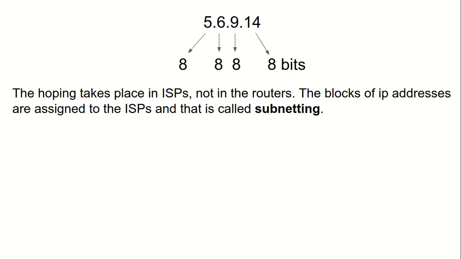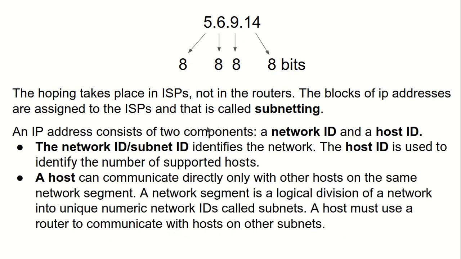Instead, the block of IP addresses will be assigned to the ISP that is providing the internet. That ISP will control all the IP addresses, and the hopping will take place in the ISPs, not in the routers. All the jumping of IP addresses from one place to another will not take place in the router. Instead, the ISP will handle all of this, and that is called subnetting. So the IP address consists of two components, the network ID and a host ID.